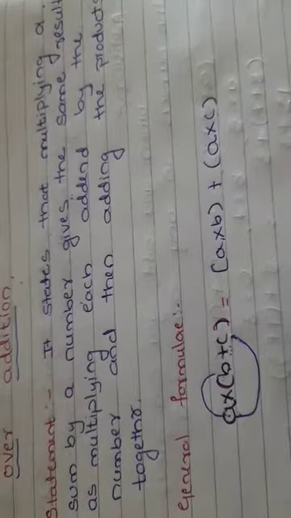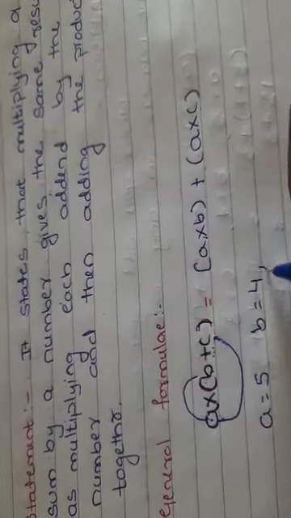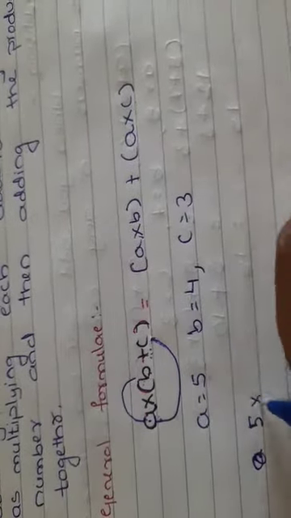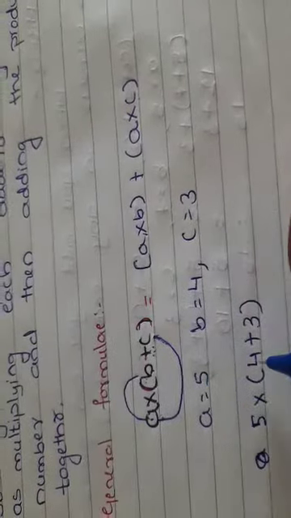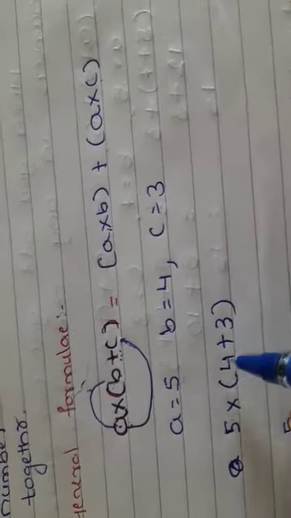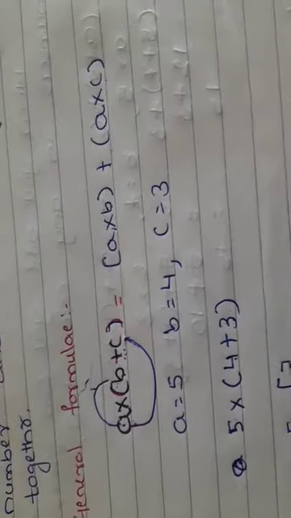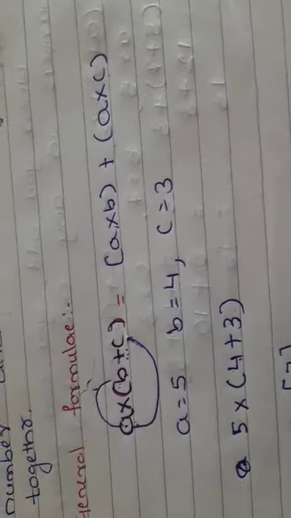Suppose I take a as 5, b as 4, and c as 3. Normally you would multiply like this: 5 into 4 plus 3, because a is 5, b is 4, c is 3. Normally we first add in the bracket, 4 plus 3 is 7. Okay, 7 fives are 35. The answer is usually 35.